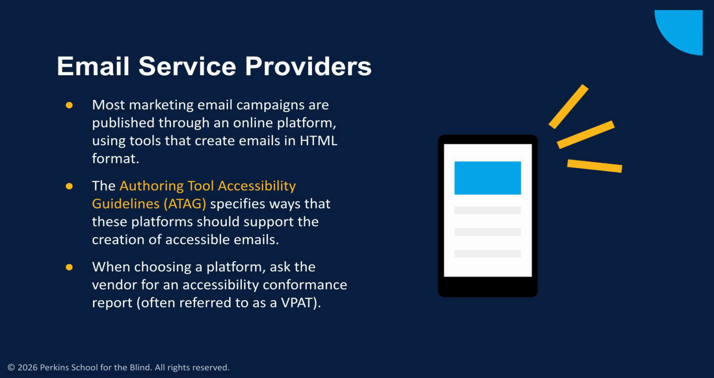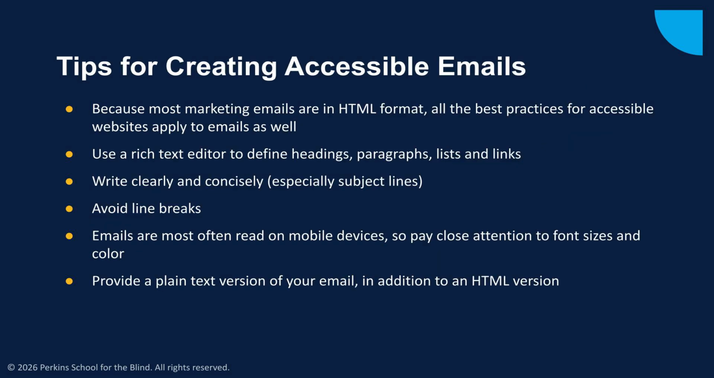When you're choosing an email platform, it's important to ask vendors for their Accessibility Conformance Report, or ACR, often called a VPAT, or Voluntary Product Accessibility Template. This report gives you insights into how accessible the platform itself is and how well it helps you create accessible emails. Here's the good news.